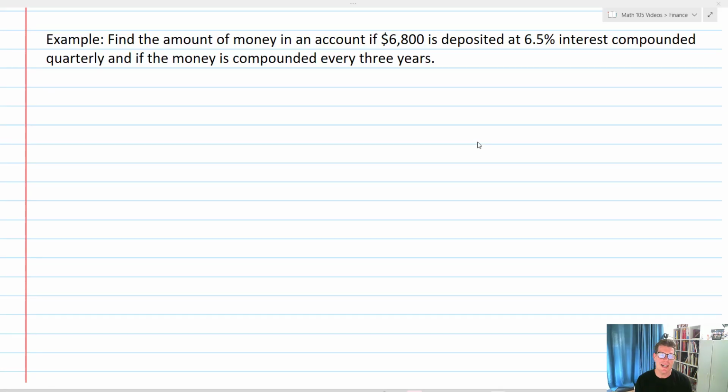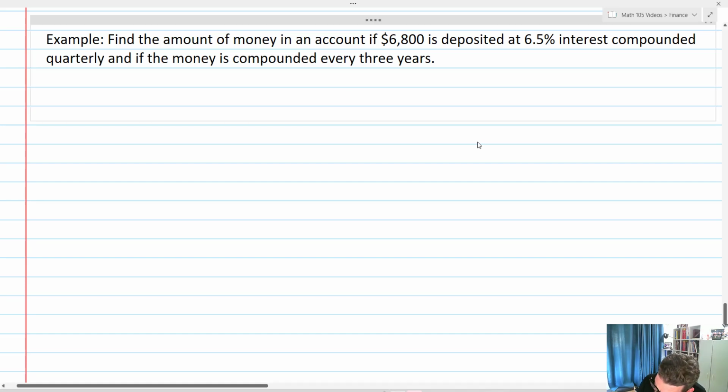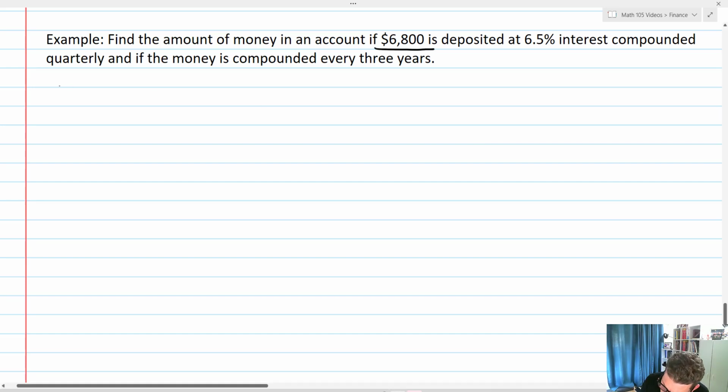All right, so let's take a look at an example. Let's suppose that I want to find the amount of money in an account if $6,800 is deposited at 6.5% interest compounded quarterly, for 3 years. So I'm going to look at this and say, okay, this 6,800, that's my initial principal, so that's P naught. The 6.5%, that's going to be my rate. So P naught is 6,800. R is equal to 0.065 because we want to change the percentage into a decimal. We're going to do that every single time.